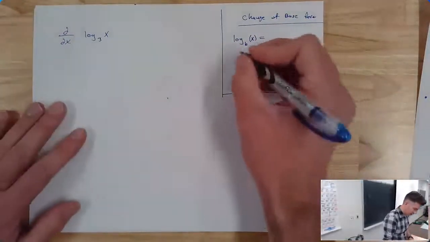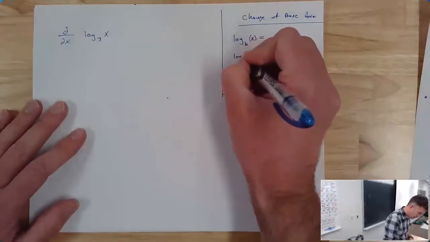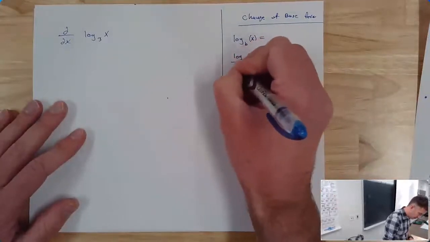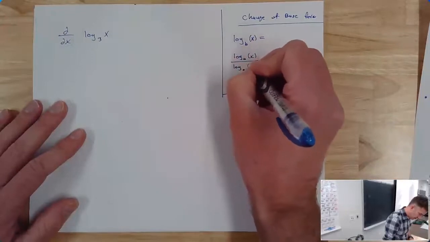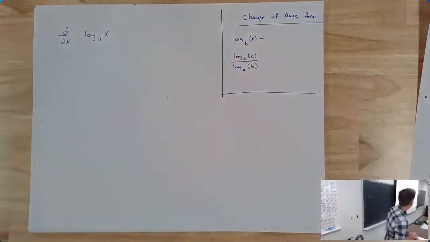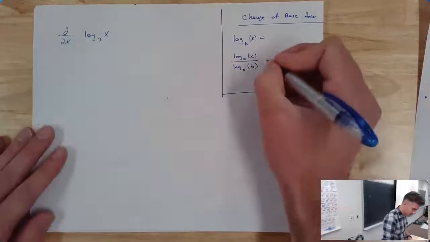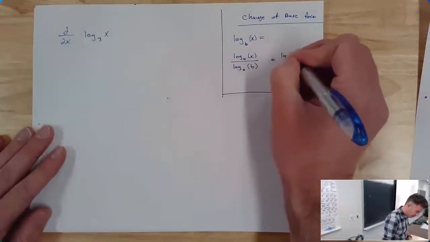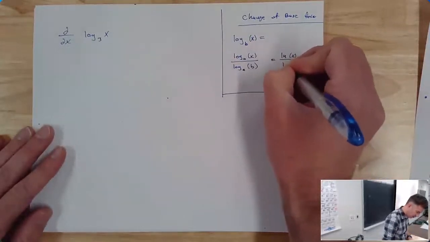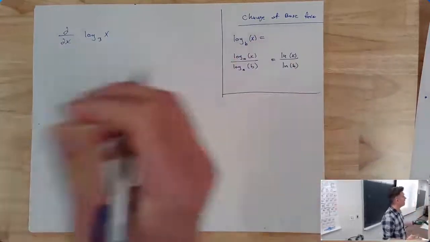So I can write this as log base a of x over log base a of b. And typically the base that we often use is the natural log of x over the natural log of b. You can use any base you want.